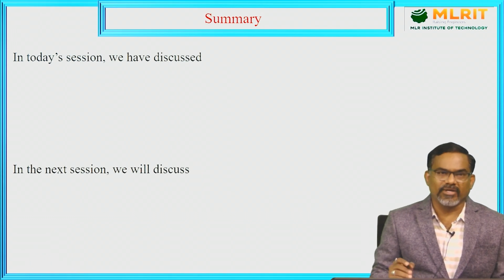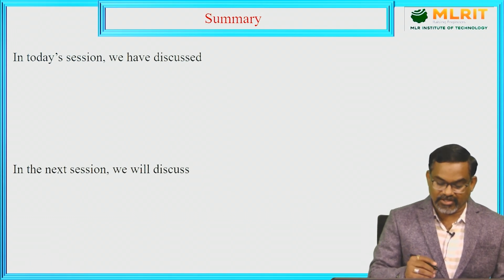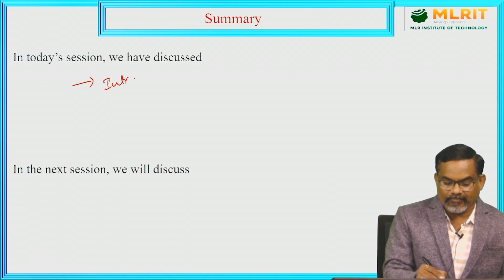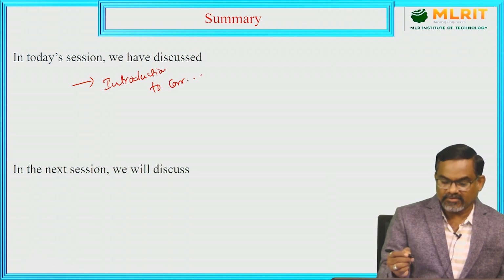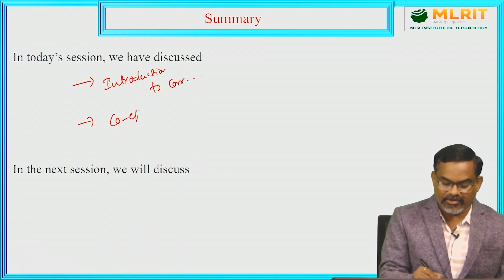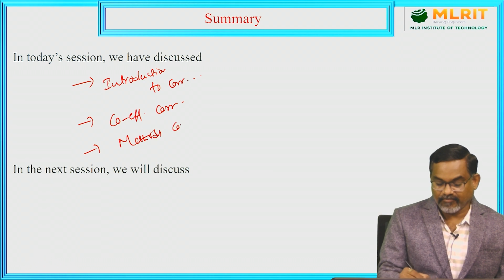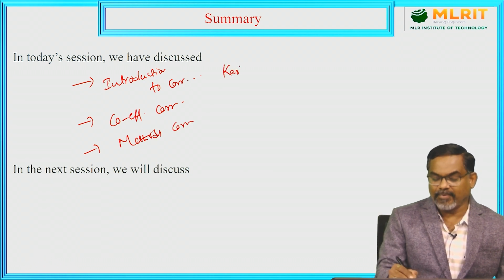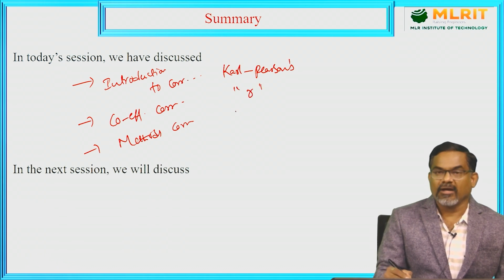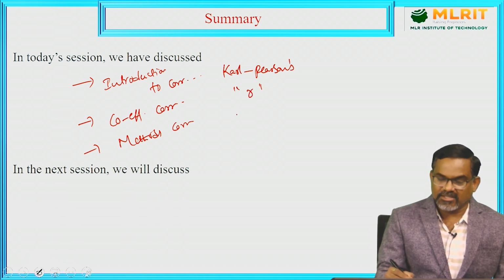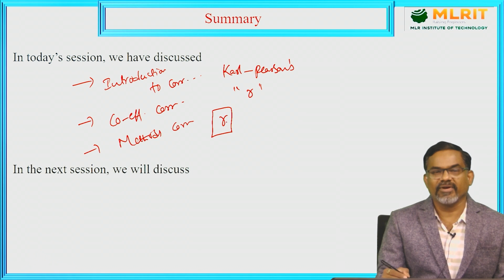Coming to the summary of today's session. In today's session, introduction to correlation, the quotient of correlation and methods to find quotient of correlations. In that, Karl Pearson's quotient of correlation, these topics are discussed, and also we have solved one problem. That means we calculated the quotient of correlation for the given data also.